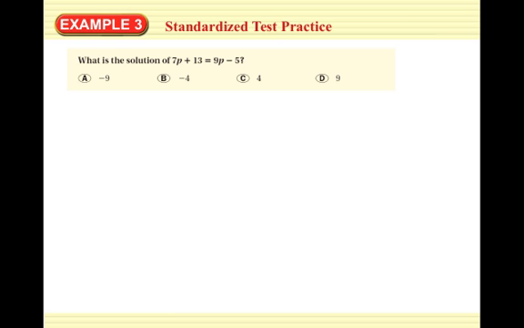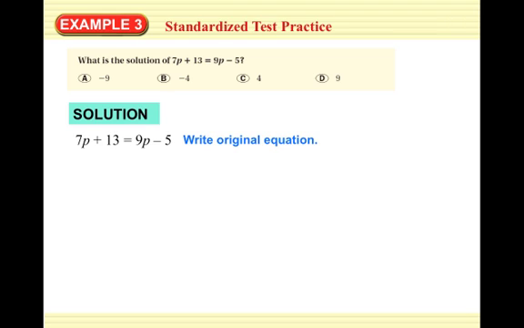Okay, so our first step is always to write the original equation. And you kind of want to think about what's in the original equation. You've got 7p plus 13 equals 9p minus 5. So you have variables on both sides of the equation. You want to get all your variable terms gathered up on one side of the equation and the number terms on the other. So we're going to subtract 7p from both sides. And so that's going to give you 13 equals 2p minus 5, because 9p minus 7p is 2p.